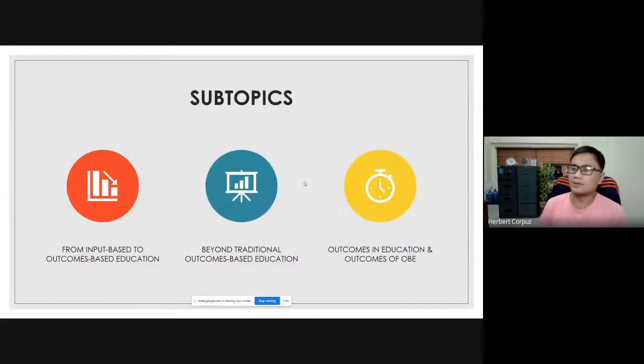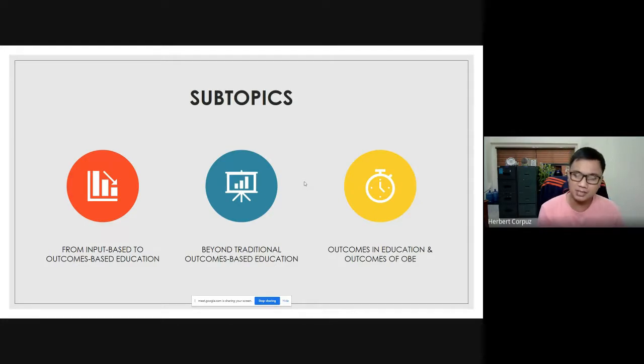The subtopics of our main topic agenda for today are the following. We will explore the shift from input-based to outcomes-based education in 21st century teaching and learning. In the current teaching and learning practice, we make use of outcomes-based education. We will check the difference between input-based and outcomes-based education, and we will also be classifying the characteristics of real outcomes-based education, not the traditional outcomes-based education.